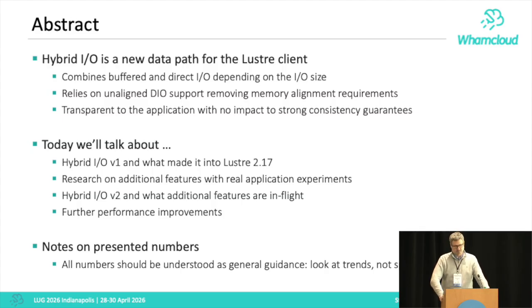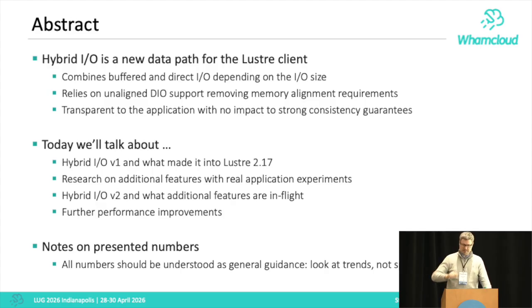We already heard it before today. But basically, hybrid I/O is a new data path in the Lustre client, and it combines the benefits of buffered and direct I/O. The main trick behind this is that it relies on unaligned direct I/O support and removes memory alignment requirements that you would otherwise have. The whole thing is completely transparent to the application, so the application doesn't know that hybrid I/O is in use, it just gets better performance, and it has no impact on any strong consistency guarantees. And today we'll talk about exactly that.